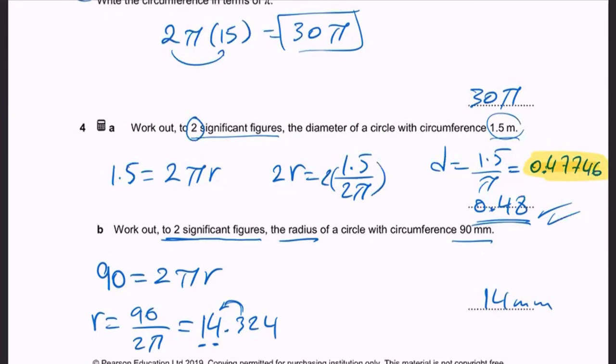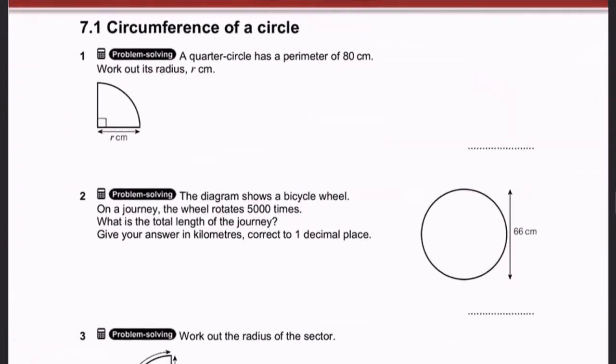Yes, sir. Okay, good. Now, a quarter circle has a perimeter of 80 centimeters. Work out its radius. I know that the quarter circle perimeter is 80 centimeters. Shall I say the 80 centimeters equals 90 over 360 times 2 pi r? No. Why? Because this is not the arc length, be careful, this is the perimeter. That means the two radii are also included in the 80. So this is arc length plus 2r. Okay?